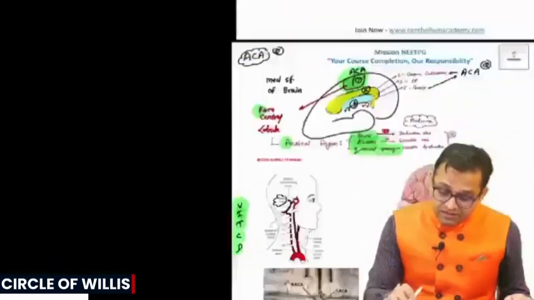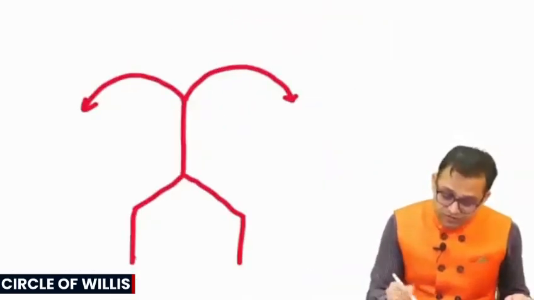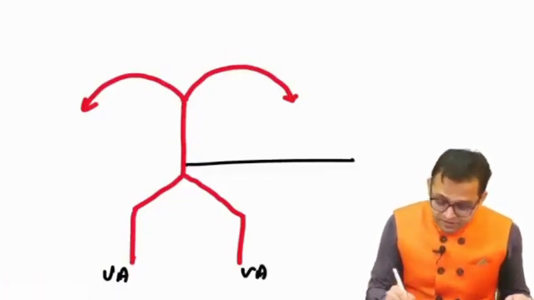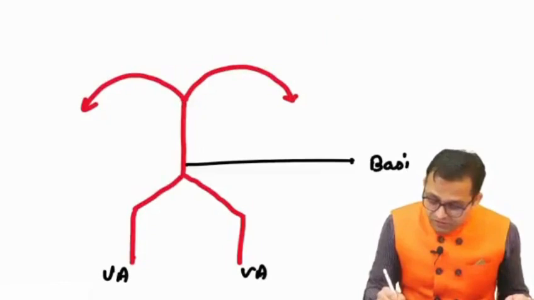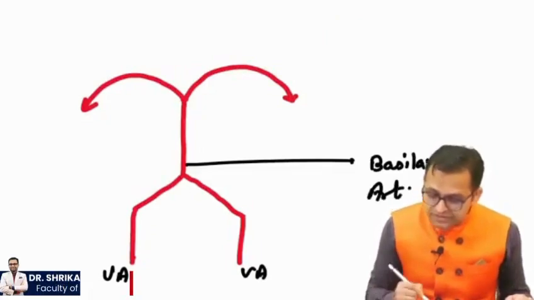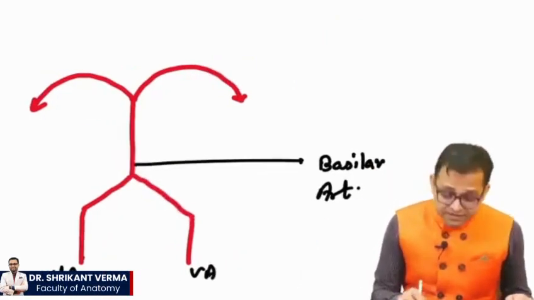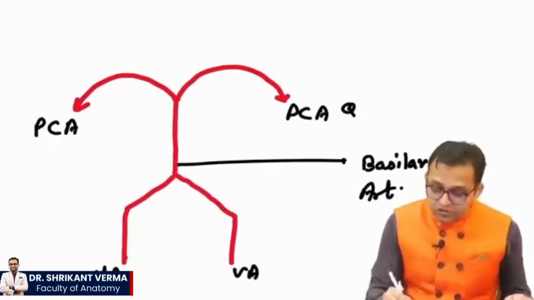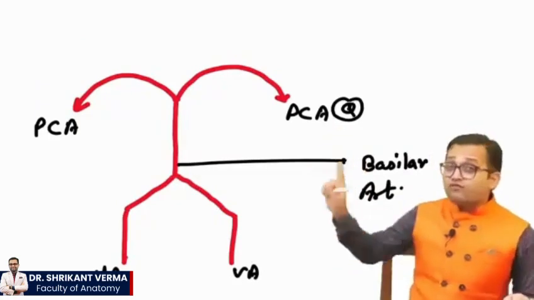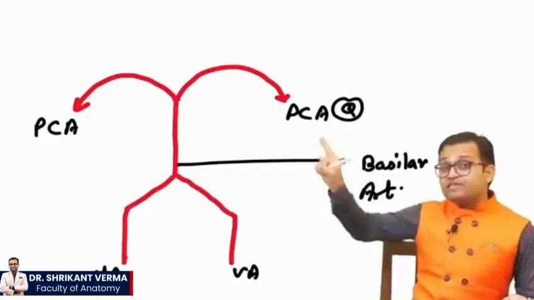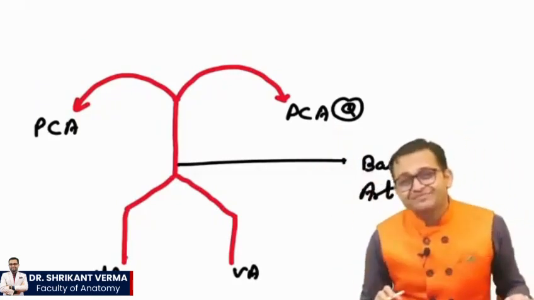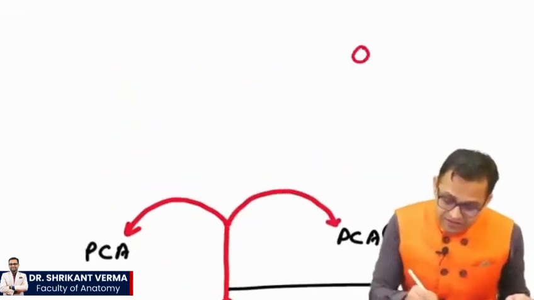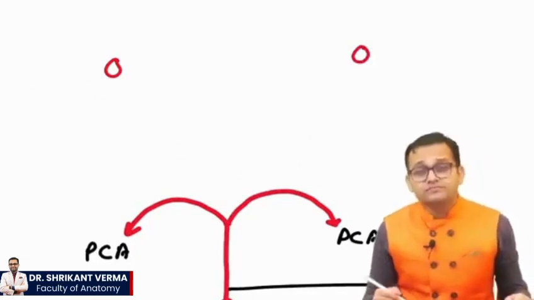Again, labeling for all of you. Vertebral artery, vertebral artery. Sir, this is our what? Basilar artery. The basilar artery is dividing into two branches: posterior cerebral artery, posterior cerebral artery. This is the question: the posterior cerebral artery is a branch of? Answer is the basilar artery. Pakka is the branch of what? Basilar artery.